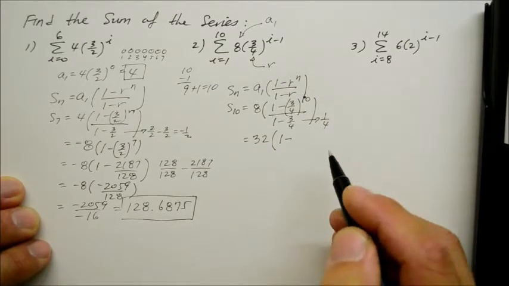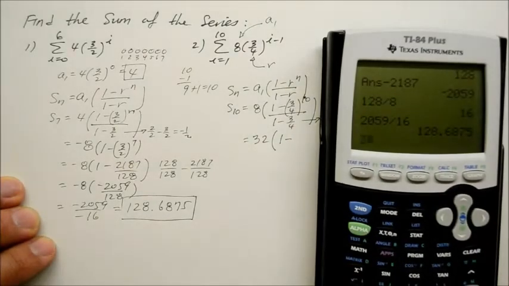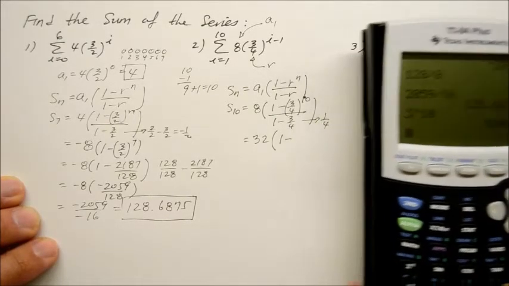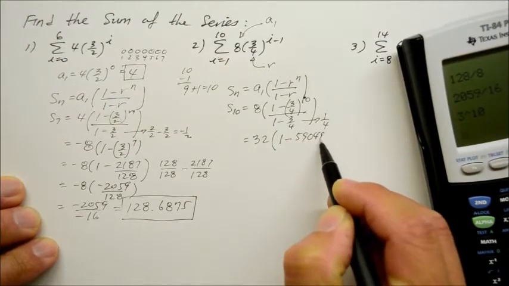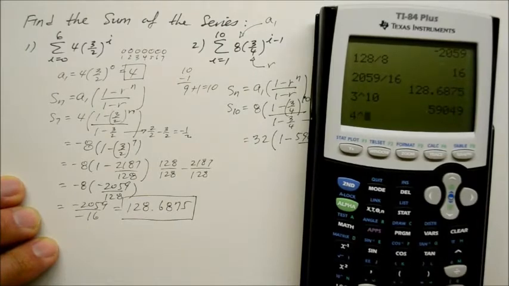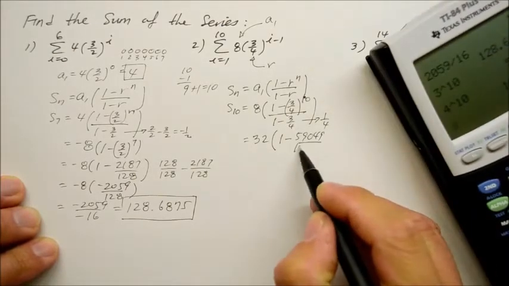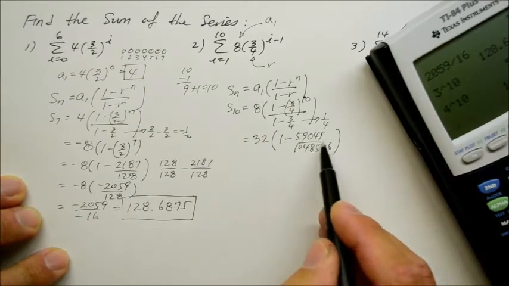Times 1 minus, well, now we have to evaluate the exponent, so 3 raised to the 10th power. It says 59,049. All raised to 4 raised to a 10th power. That's going to be 1048576. And let's go and evaluate this.